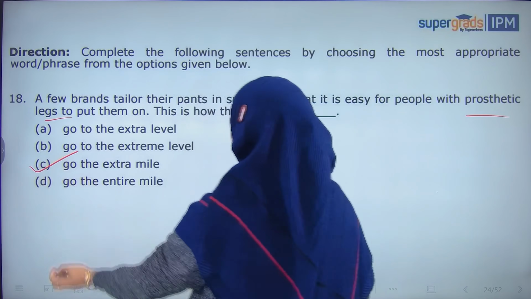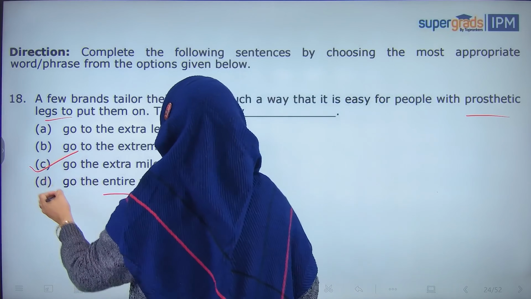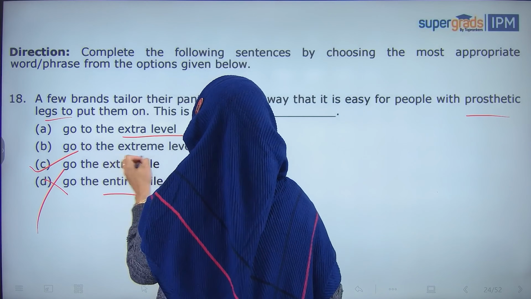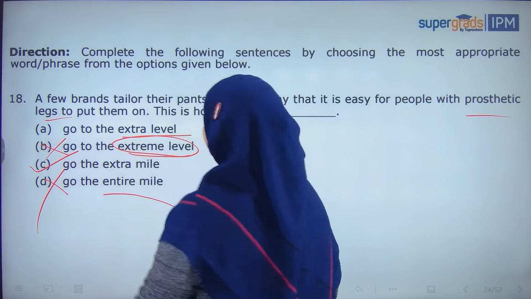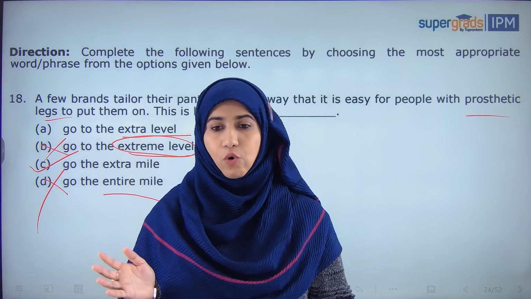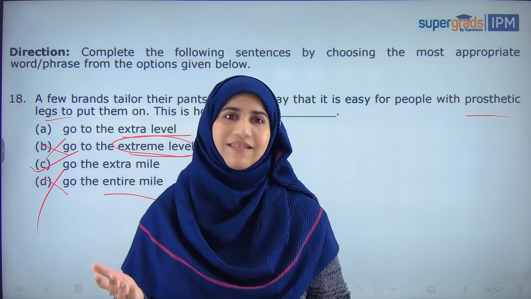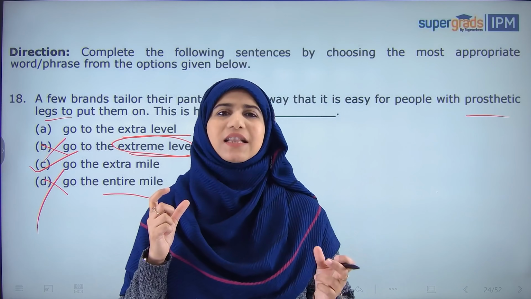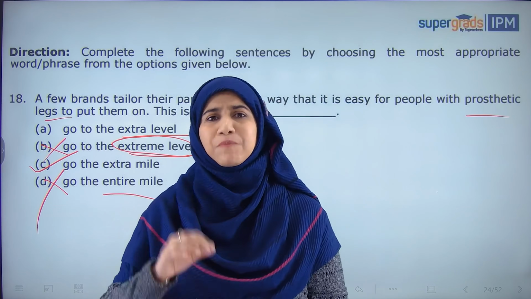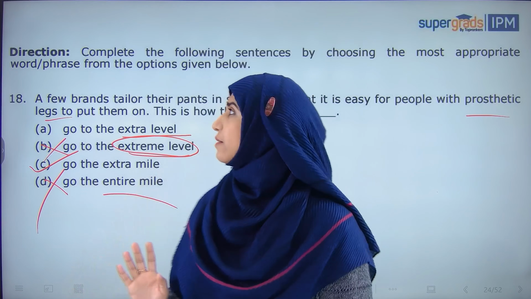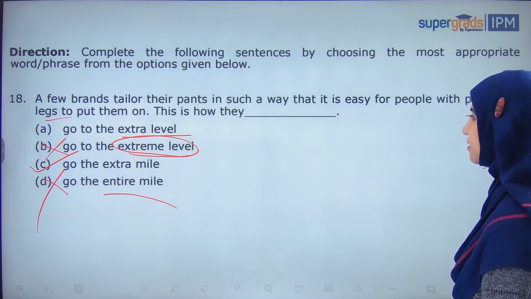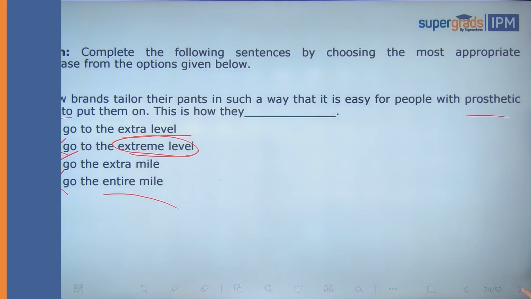C is the right answer. Entire mile is wrong. It's not an expression. Extra level, go to the extreme level, certainly not. Now in normal English, go to the extra level would be fine, but then level of what? So ambiguity comes in there. So you've got to understand that go the extra mile would definitely be the perfect idiom that we need here. Okay? Is the answer clear? All right. Next question.